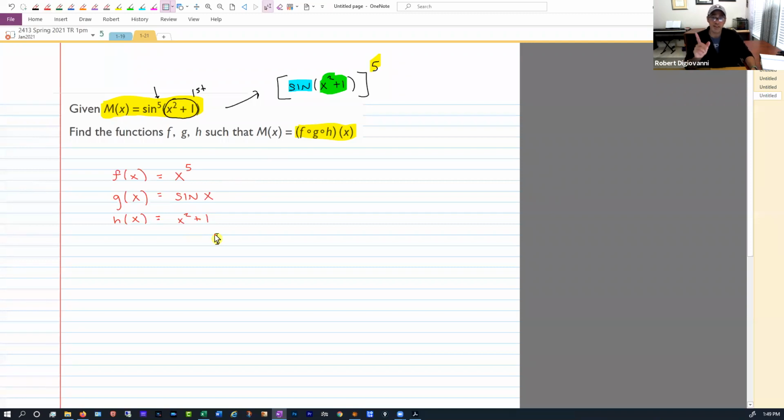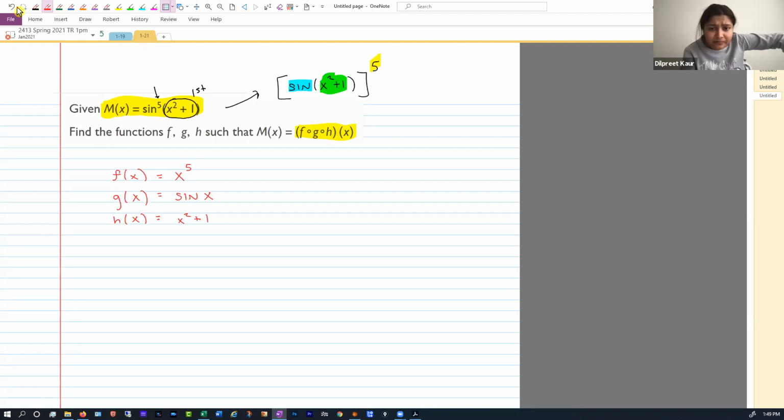Now, you can check this. If you take this and plug it in for x, you would then have sine of x squared plus 1. And if you take that and plug that into this x, you would have the original function. So we've broken a complicated function down into the composition of 3 functions. Is that clear or no? Yes, sir, it's clear.